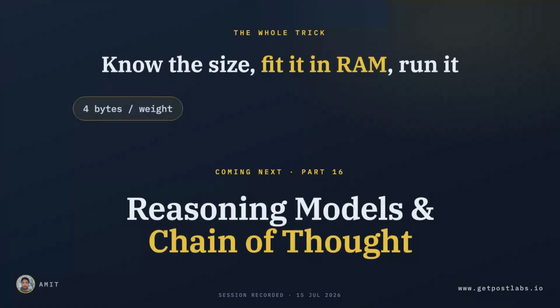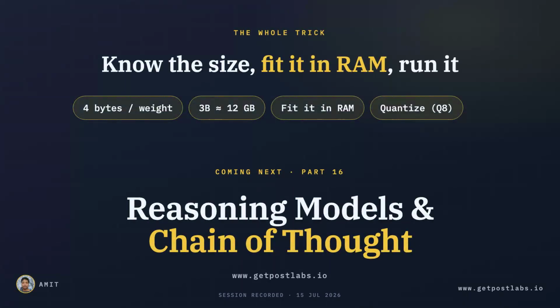So that's the whole trick. Know the size, fit it in RAM, quantize if you must, and let LM Studio run it locally.